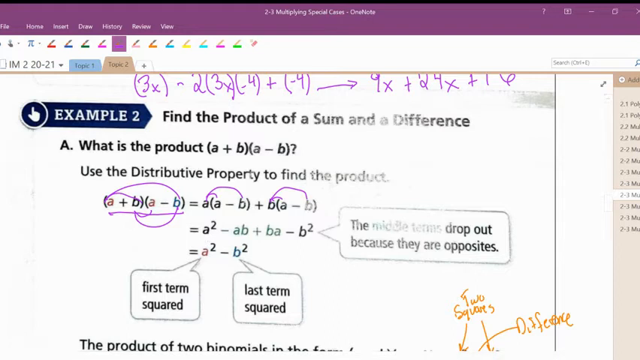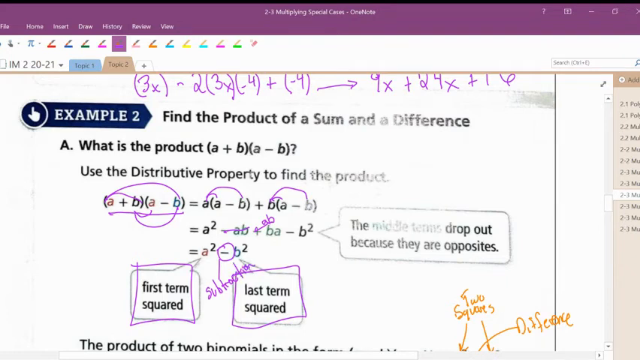A times a is a squared. A times negative b is negative ab. B times a is ba. And b times negative b is negative b squared. Now we should know, again, that negative ab is the same thing as ba, so the ab's cancel out. We're just left with a squared minus b squared. And our pattern is that we have the first term squared and the last term squared. And something they don't mention here, it's going to be subtraction in between them.